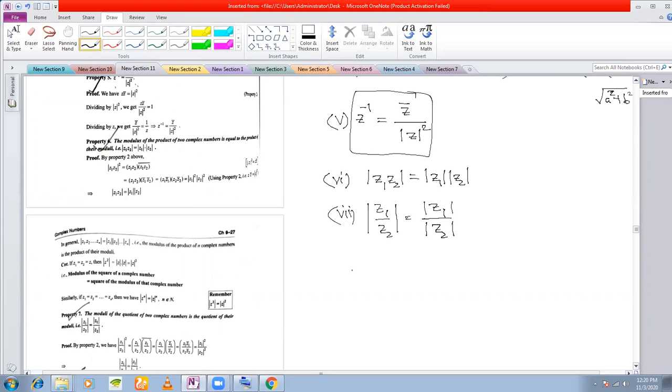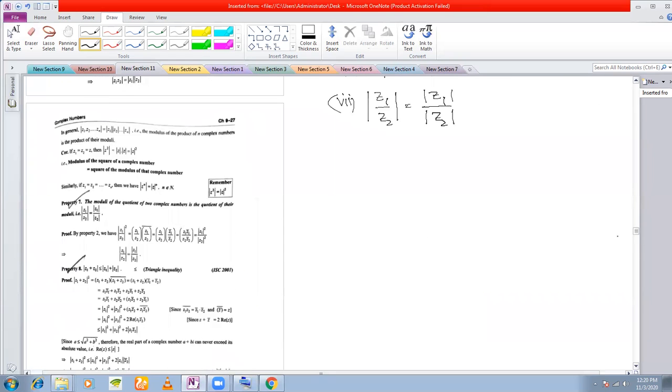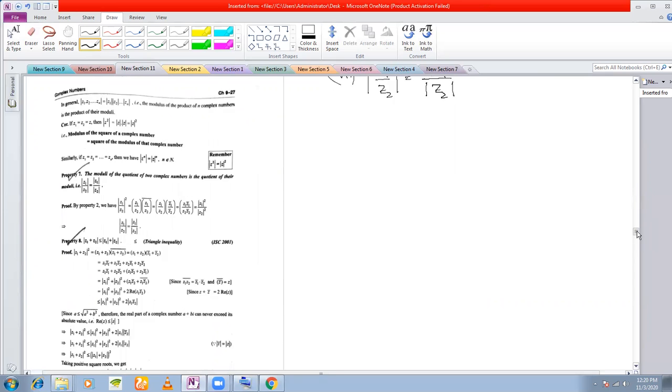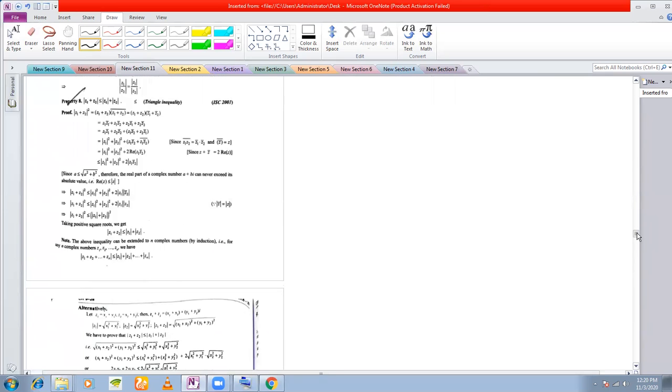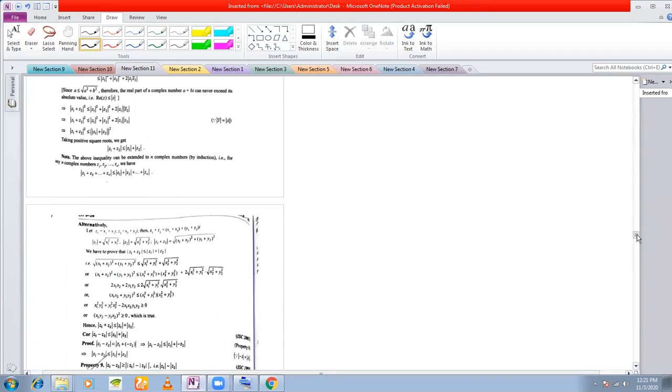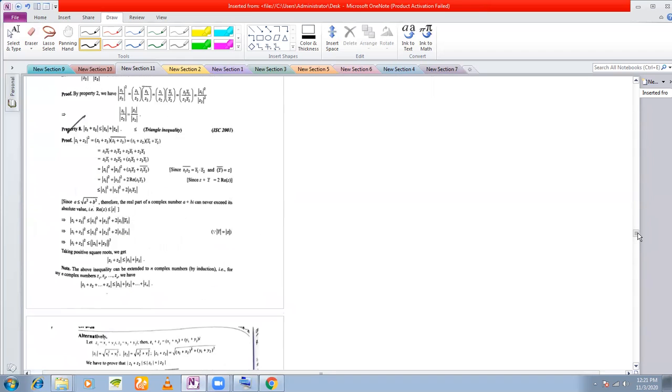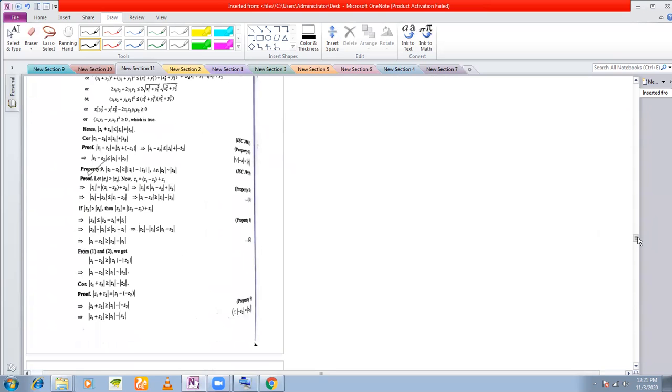Triangle inequality is out of your syllabus, but was an important result from complex numbers. It is no longer there in the syllabus. Triangle inequality.